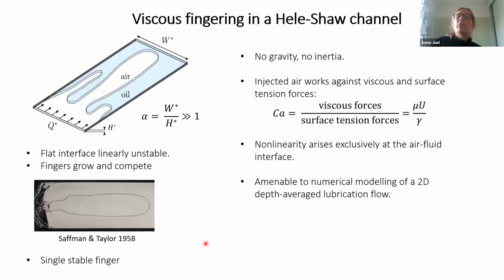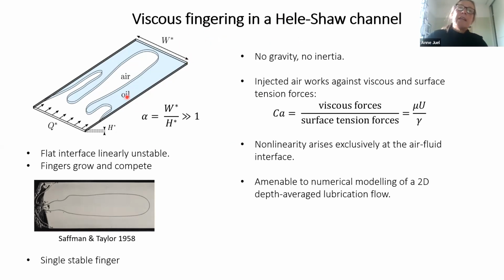Okay, so what are the typical physical ingredients in this system? We're going to look primarily at systems in a channel. Oops, I need to move that down.